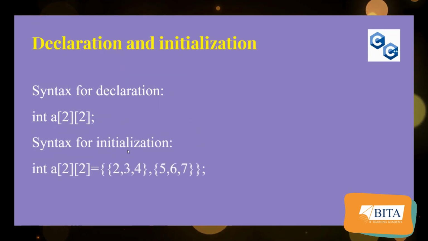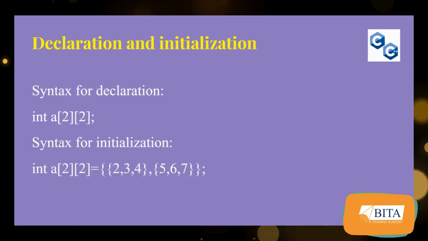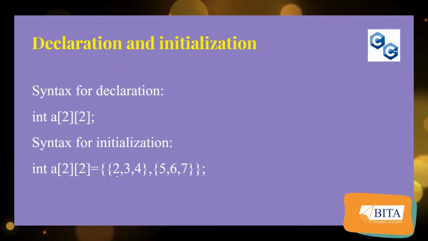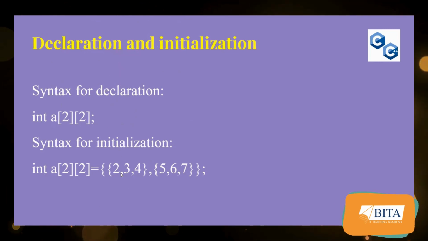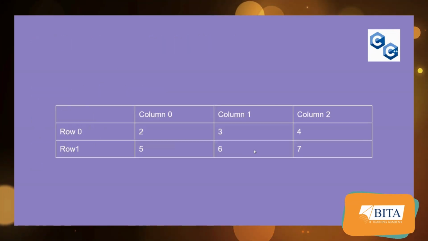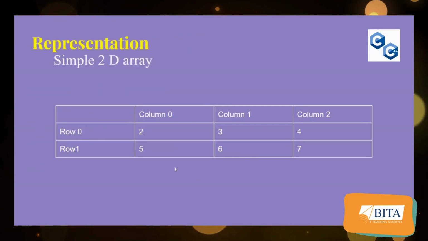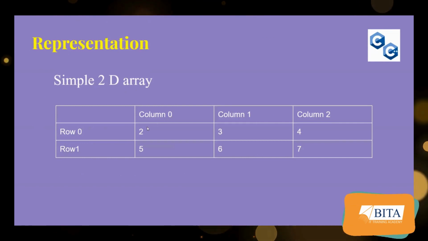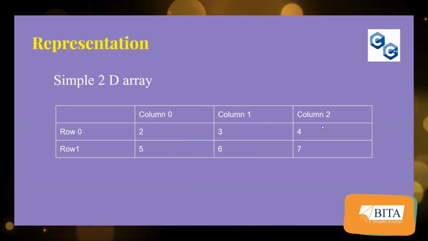This is the syntax for the initialization for the two-dimensional array. Here are the first row elements, and here are the second row elements. The representation for that two-dimensional array is as follows.